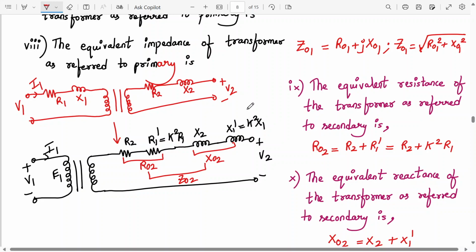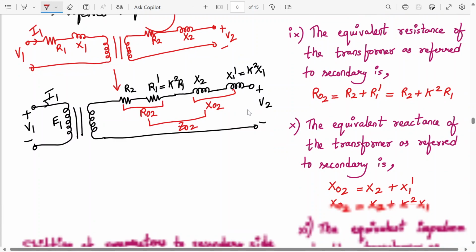Sorry? ZO1? Okay, ZO1. Yeah, that depends upon the resistance of the windings and the X2. That depends upon these values, no? Normally, if primary and secondary windings are the same, then ZO1 will be equal to ZO2. But if they are slightly different, then of course this will be different. I'm saying, did you understand the technique of transferring?